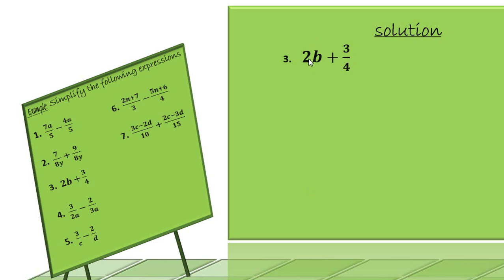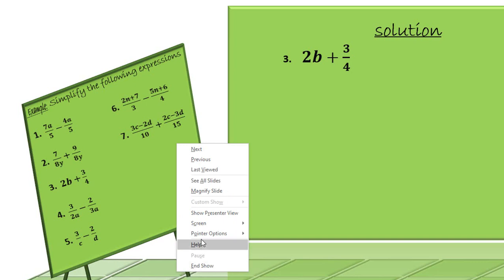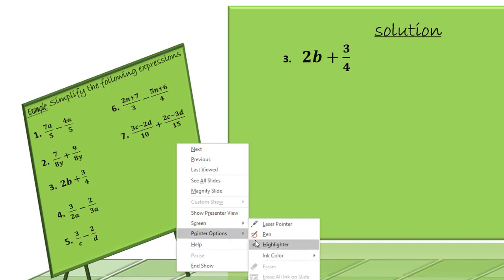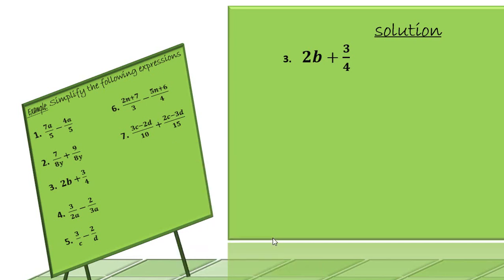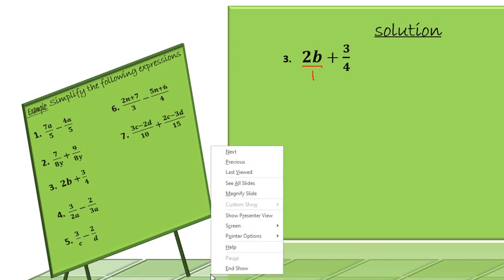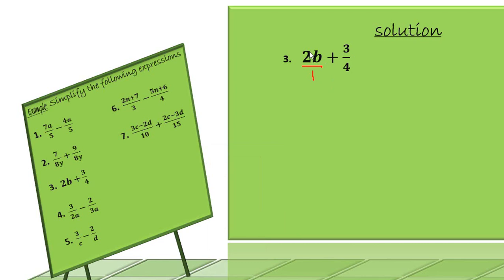Question 3 here says 2b plus 3 over 4. Here 2b is looking as if it's not a fraction, and this is 3 over 4, a fraction. So how would we do it? What we do is we draw this 2b into a fraction by saying divided by 1. Remember, 2b divided by 1 is the same as 2b. So now I have 2b all over 1, because 2b over 1 is the same as 2b. Then plus 3 over 4.